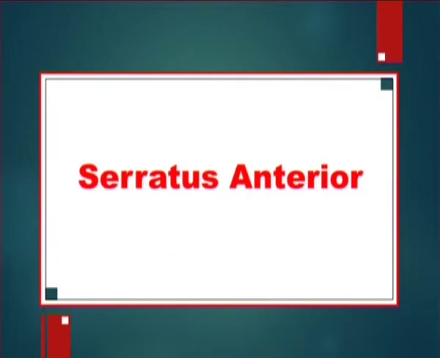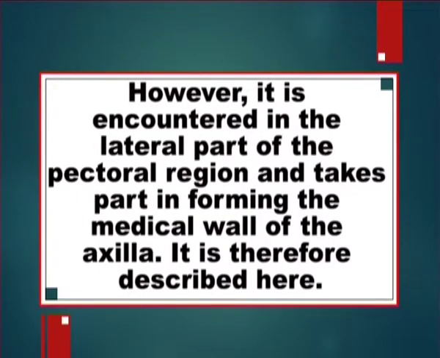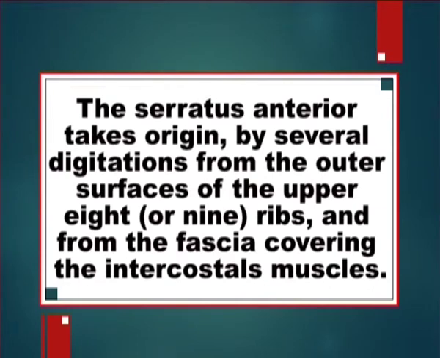Serratus anterior. The serratus anterior does not belong to the pectoral region. However, it is encountered in the lateral part of the pectoral region and takes part in forming the medial wall of the axilla. It is therefore described here. Origin. The serratus anterior takes origin by several digitations from the outer surfaces of the upper 8 or 9 ribs and from the fascia covering the intercostal muscles.